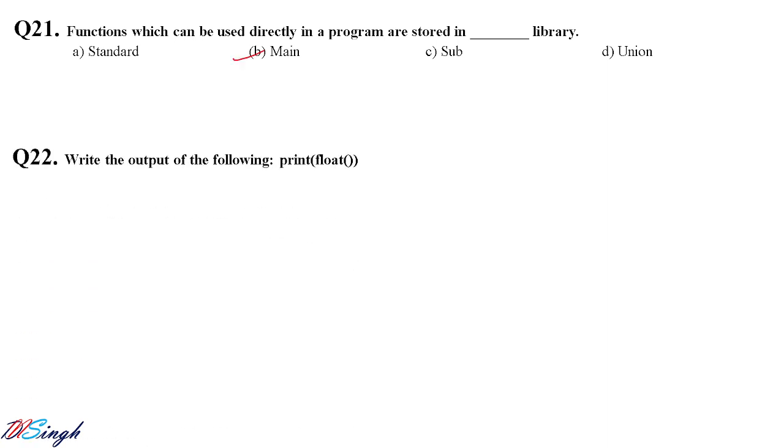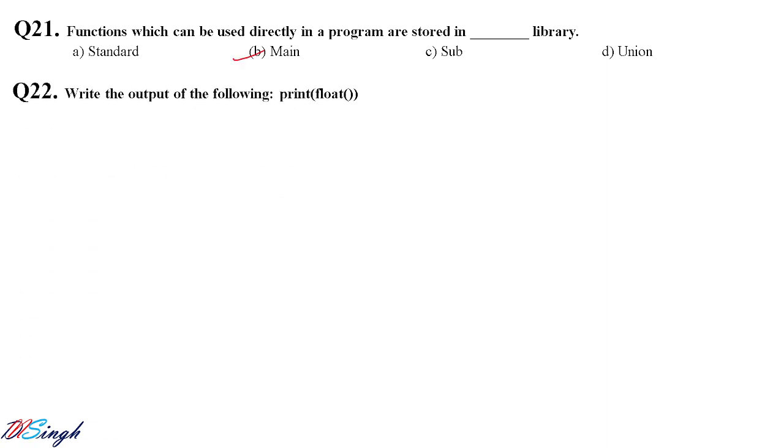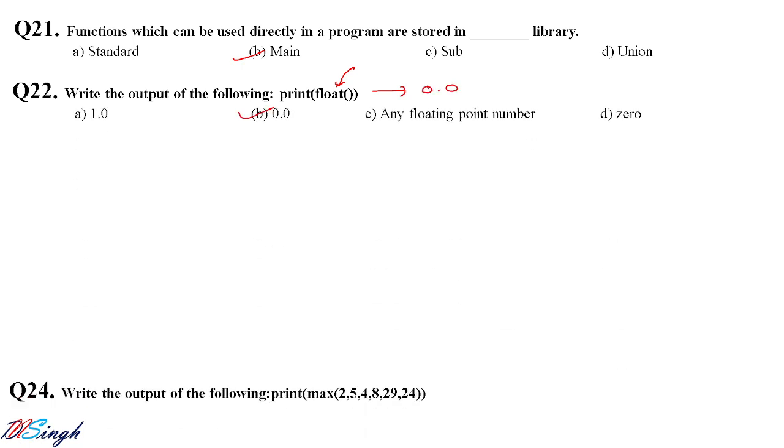Okay, next is what? Write the output of the following, print float. So if you write like this, float is going to generate a value that is called 0.0. So the answer will be B, correct.